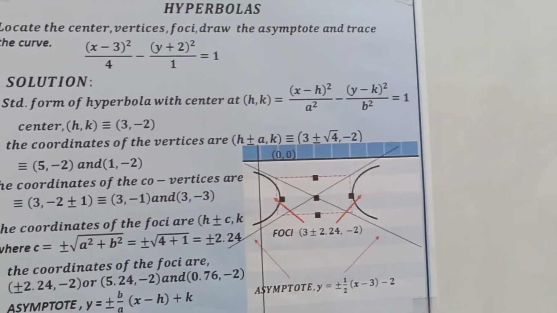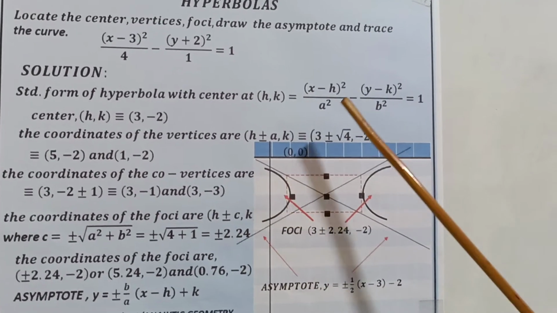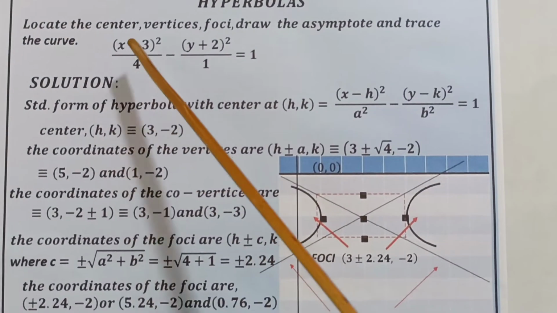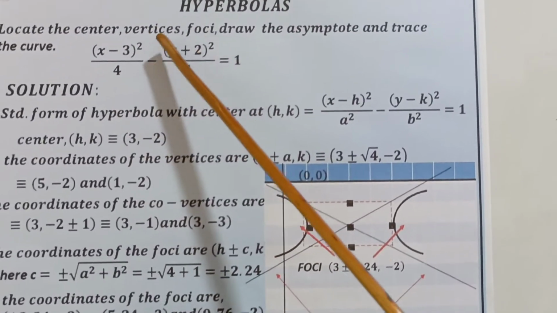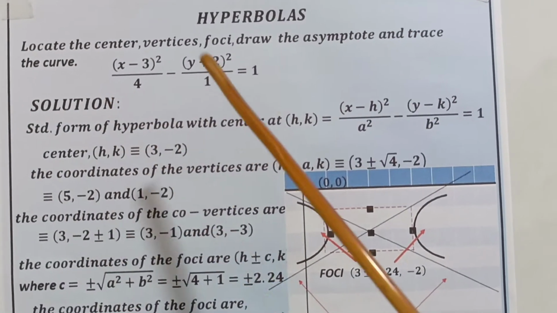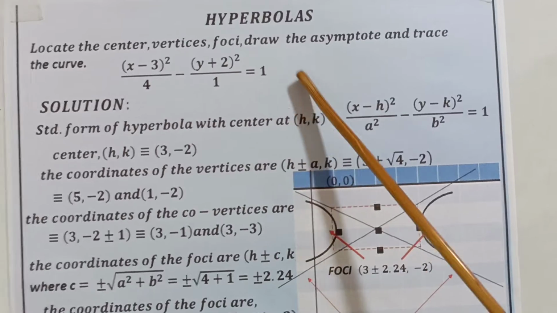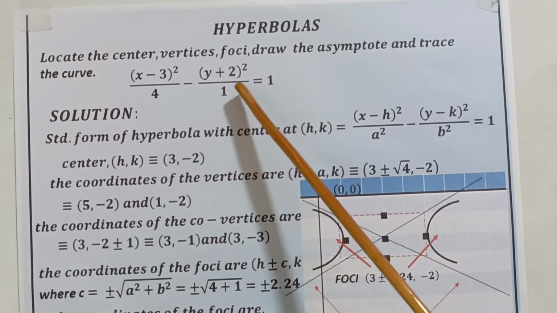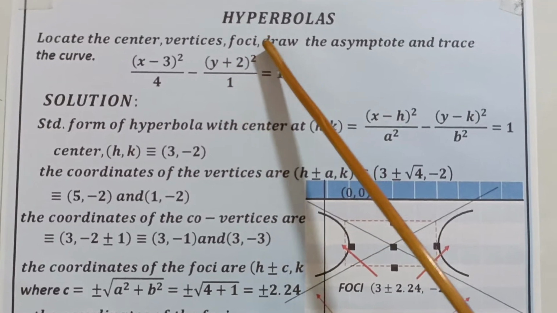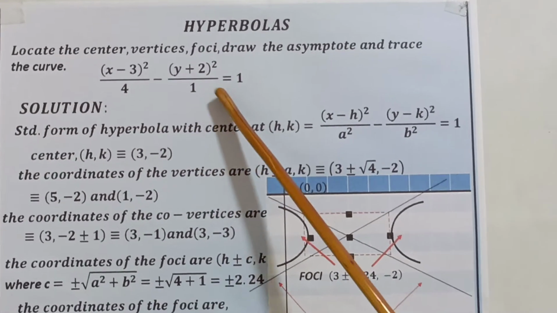Today we prepared two sets of problems for hyperbolas. The first one, we have to locate the center, vertices, foci, draw the asymptotes, and trace the curve of the hyperbola with the given equation (x minus 3) quantity squared over 4 minus (y plus 2) quantity squared over 1 is equal to 1.